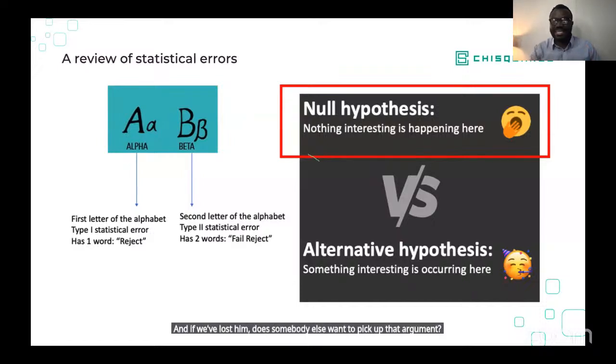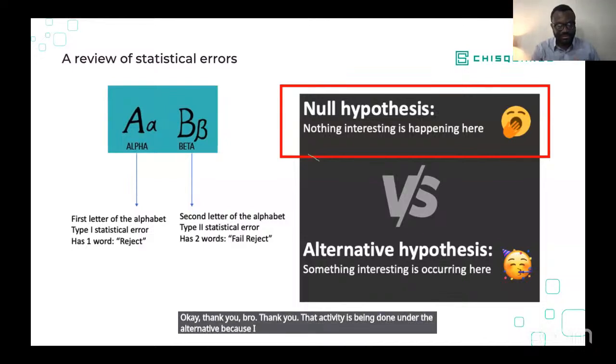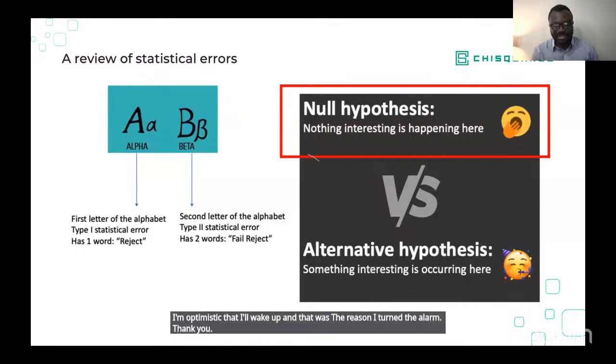When you set an alarm, say, okay, I'm going to wake up tomorrow by 8 a.m., is that activity being done under the null or under the alternative? Okay, from YouTube, they say alternative hypothesis. Let's hear Agada. Okay, thank you, Prof. That activity is being done under the alternative because I hope to wake up tomorrow morning. So I'm optimistic that I'll wake up, and that was the reason I put on the alarm. Thank you. Okay, awesome. Now stay on the line.